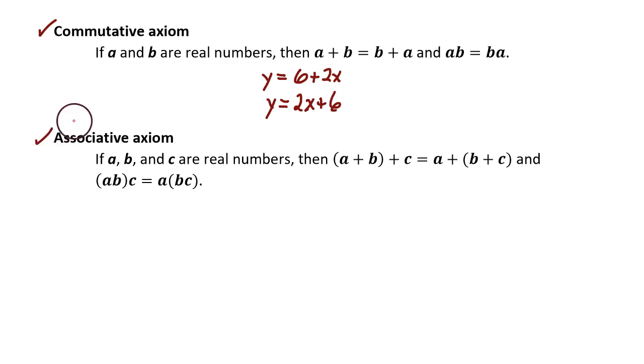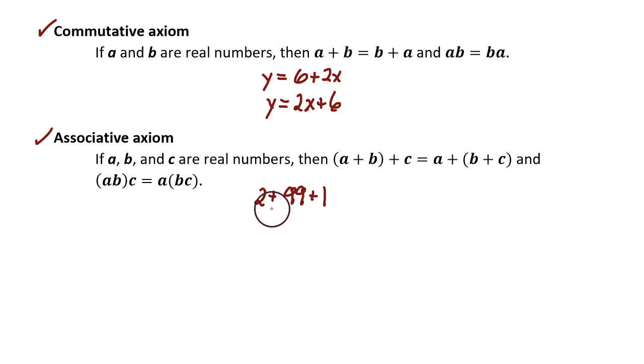Next, the associative axiom. If A, B, and C are real numbers, then adding A and B first and then adding C is equal to adding B and C first and then adding A. Notice the same is true for multiplication. We use the associative axiom all the time without even thinking about it. For example, let's say we wanted to do this math problem.